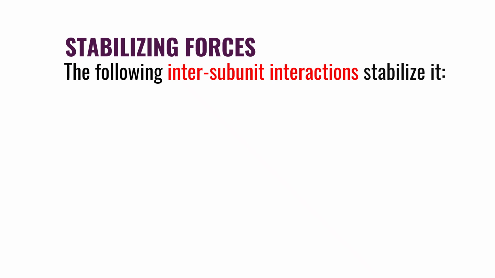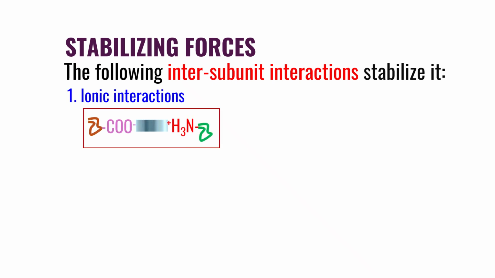Now coming to the stabilizing forces, the first point you should note here is that these interactions are between subunits. So this is an example of interchain interactions or bonding. And what are the groups? These are again side chain groups of the amino acid residues present in different subunits of a protein. So first one is ionic interaction. It is electrostatic interaction between negatively charged and positively charged side chain groups present on the amino acids in two different subunits.